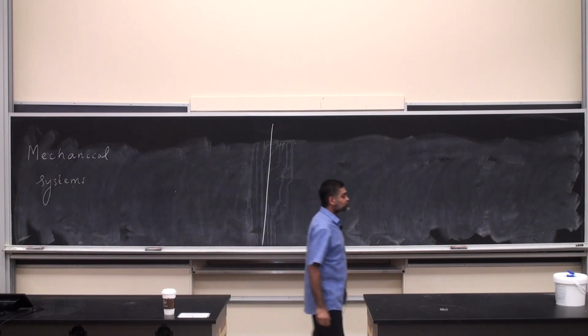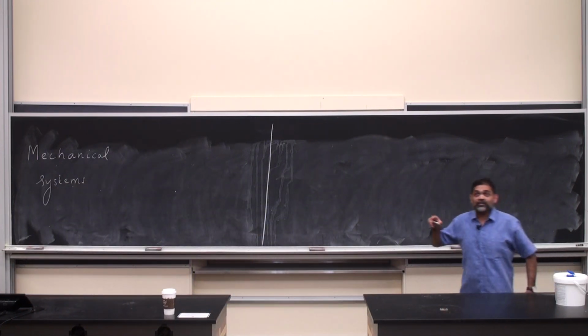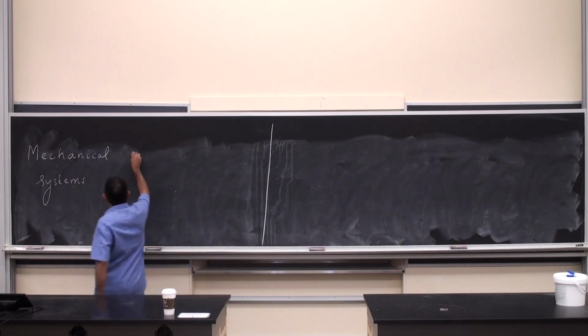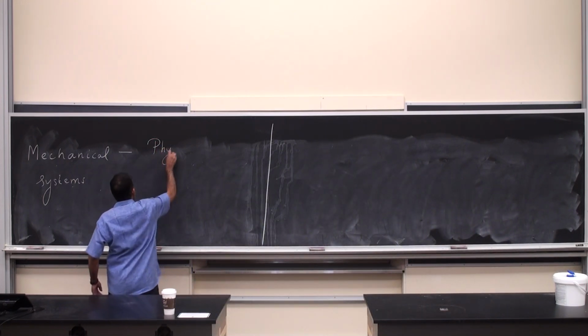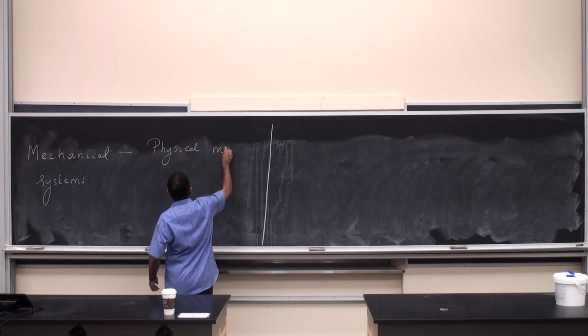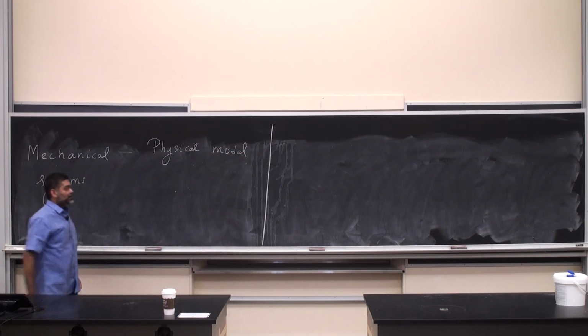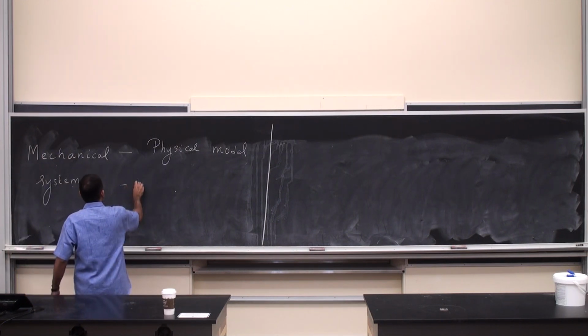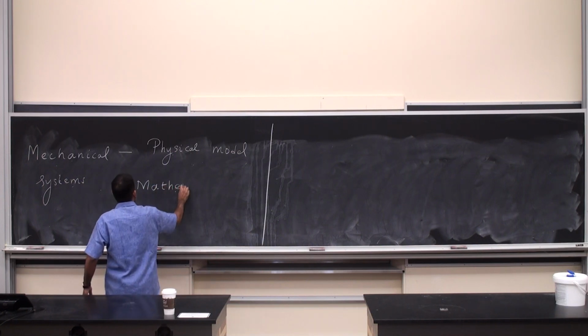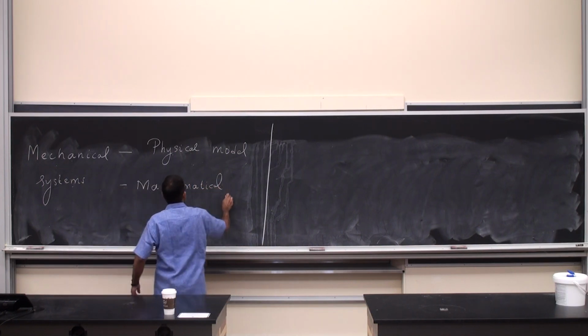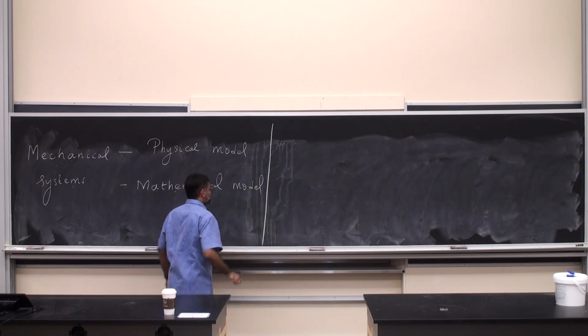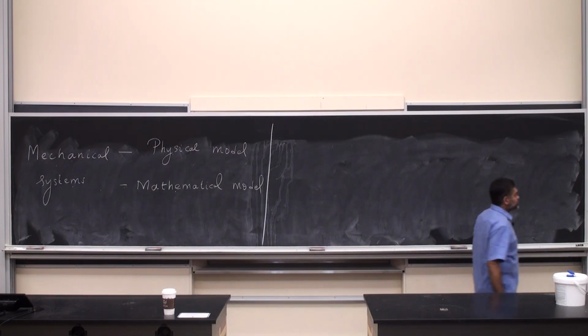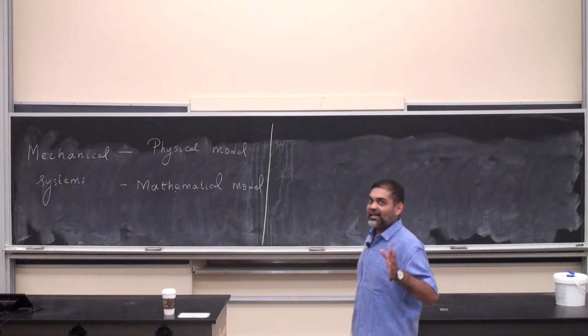Let's begin by talking about mechanical systems. In mechanical systems, we're going to do two things. We're going to look at a physical model, and we're also going to look at the mathematical model of the system.